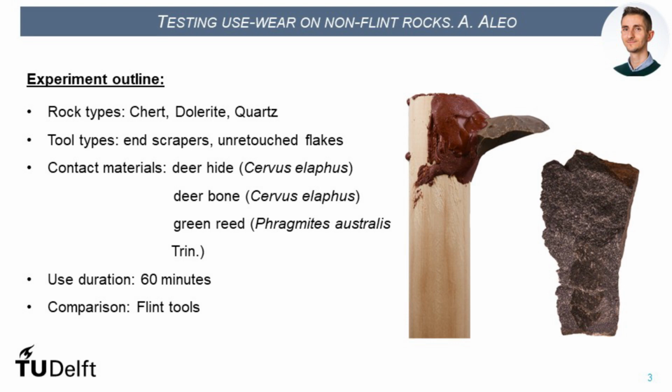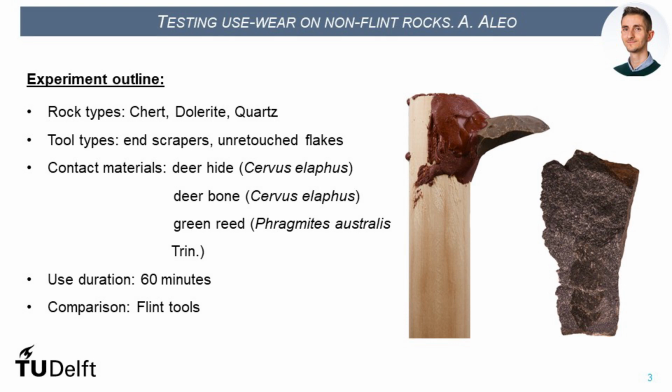and time. Hafted hand scrapers and handheld flakes made from chert, dolerite and quartz were used on fresh hide, bone and reed with longitudinal and transverse motions for 60 minutes. To understand wear trace development, certain spots of the active edge were photographed before and after use. At the end of the experiment, tools were analyzed with a low power and high power approach.